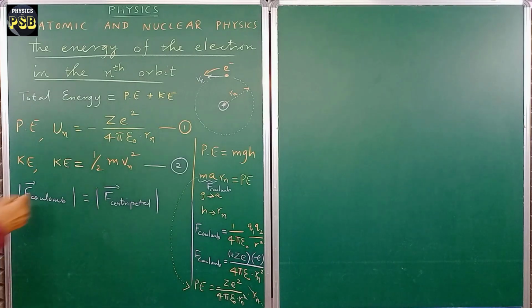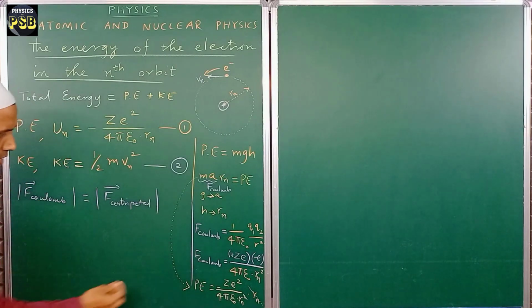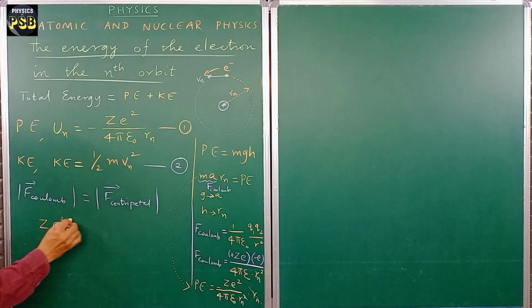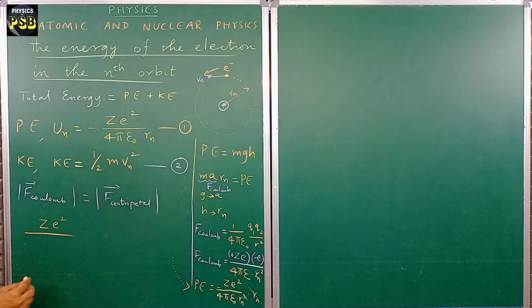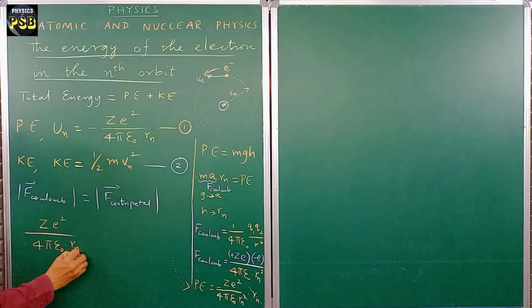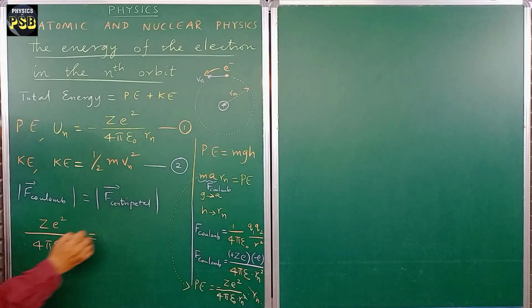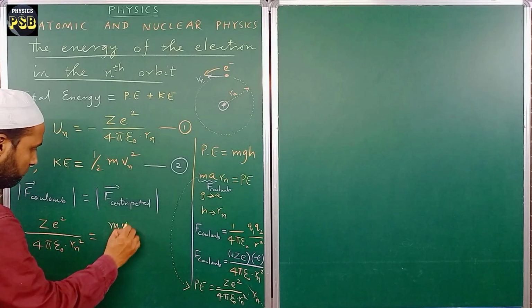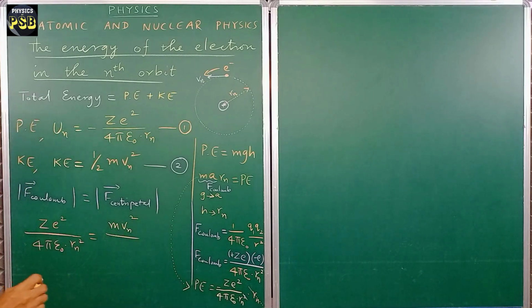So what is that? Here the modulus of Coulomb's force is Ze² upon 4πε₀ Rn² is equal to the centripetal force, which is mvn² upon Rn. Okay. What is my aim here? My aim is to get the value of mvn².